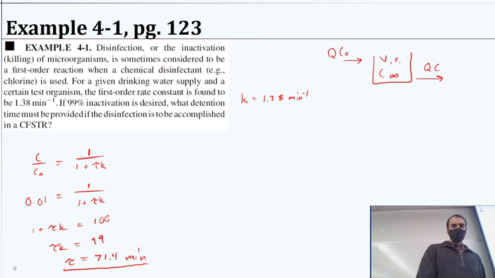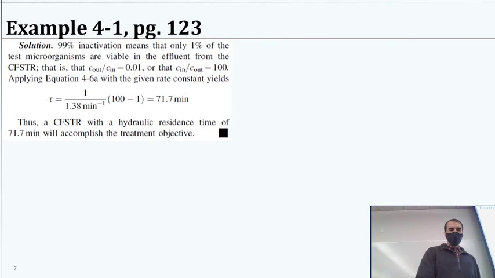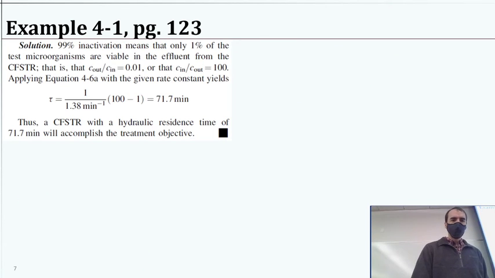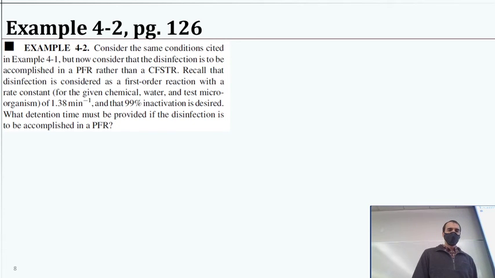And so we're going to take these same conditions and try it with a plug flow reactor. Okay, so we have that same problem, except now we're using a plug flow reactor. This is example 4.2, same conditions as before, and it has all the information here. And then it's asking us to consider how quickly or how long it would take with a plug flow reactor instead of the CSTR. So what's tau in this case?